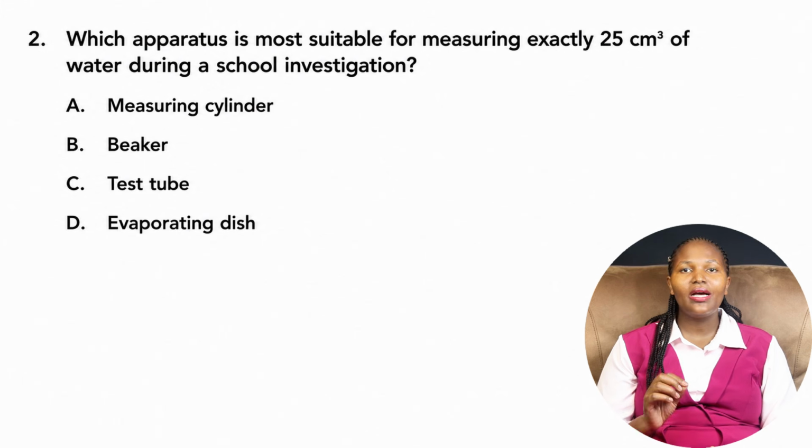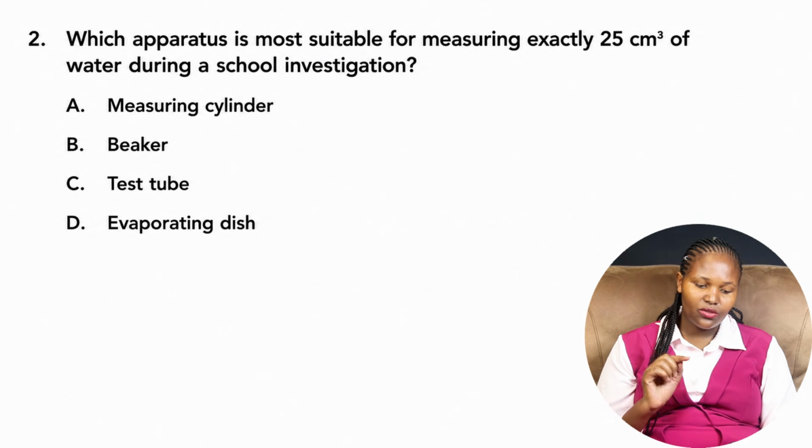You should look at something like this question. You are supposed to ask yourself, which of these apparatus will help us to measure a liquid accurately? And here it is a measuring cylinder, because it has all those measurements and it is more accurate compared to others. Now, why are the other options wrong?